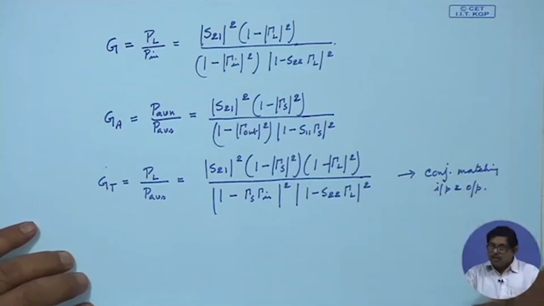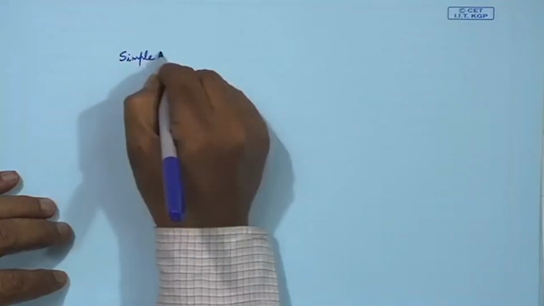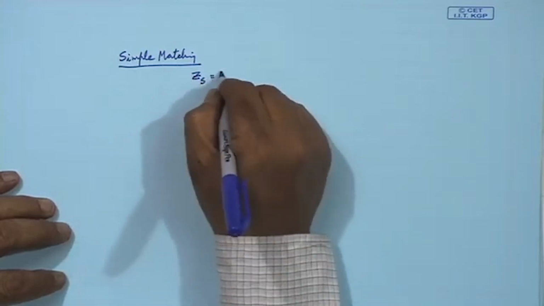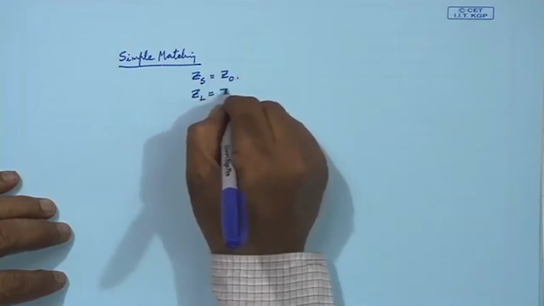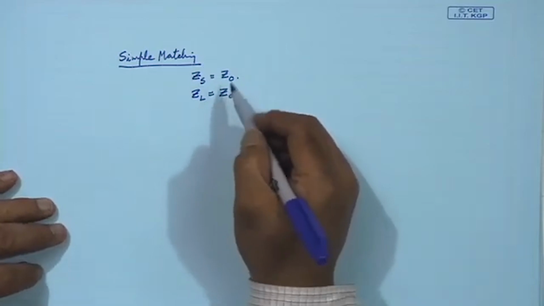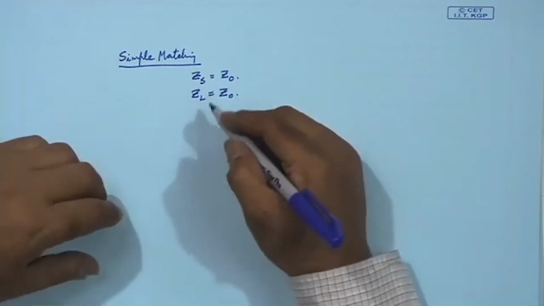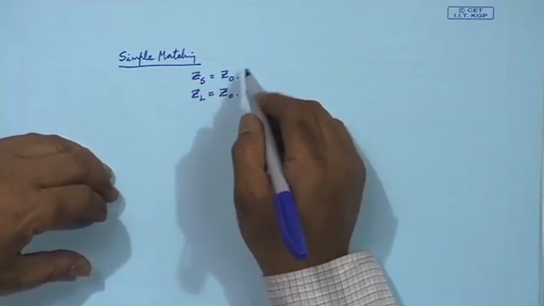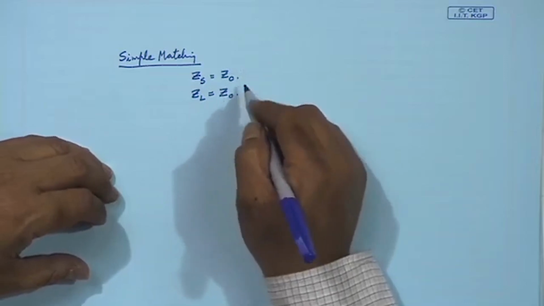But always we don't do such stringent matching, because we need to know the loading conditions, source impedance and load impedance, to do this conjugate matching. Sometimes an easier one is done, that is just simple matching. That means we choose ZS simply equal to Z naught and ZL also simply equal to Z naught. Z naught is generally a real quantity, so we choose ZS and ZL real instead of complex. Actually for conjugate matching we require that ZS should be chosen as Z in star and ZL should be chosen as Z out star, but simple matching is this.